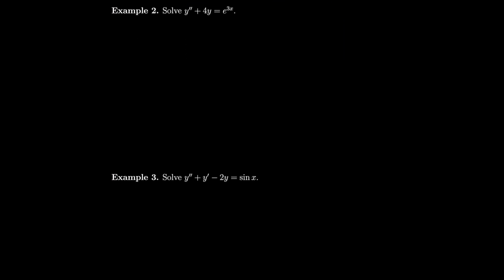Let's try solving another one. Let's again look at our complementary equation. So it's y double prime plus 4y equals 0. That means that our auxiliary equation is r squared plus 4 equals 0. And this means that our roots are plus or minus 2i. So we have two complex roots.